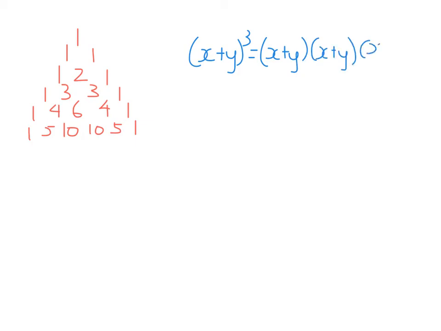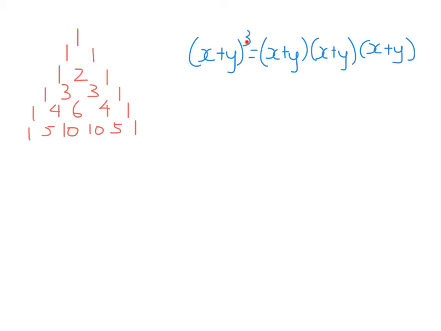Now this quickly gets messy. If I want to expand this the way we've been doing, using FOIL, I have to go x times x, x times y, y times x, y times y. I get 4 terms here, and then each of them has to be multiplied by x and then multiplied by y. It takes forever. Here's the quick way we do it.